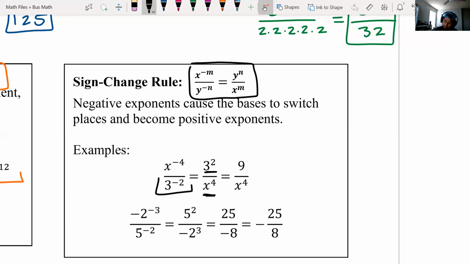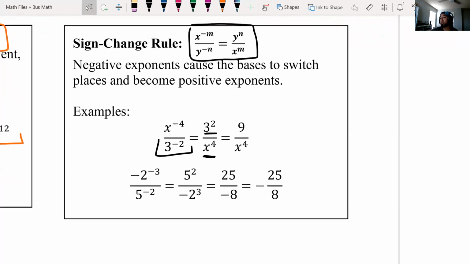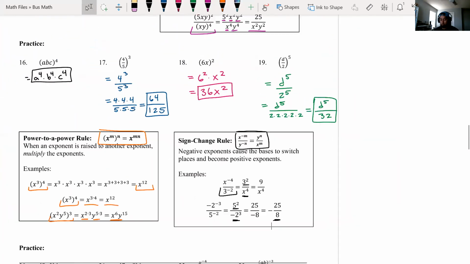Okay. And then negative 2 to the negative 3 over 5 to the negative 2. So again, just flip them over each other. The negative 2 to the negative 3 becomes negative 2 to the positive 3 in the denominator. The 5 to the negative 2 becomes 5 to the positive 2 in the numerator. Simplify, and you get 25 over negative 8 or negative 25 over 8. All right. Sign change rule.